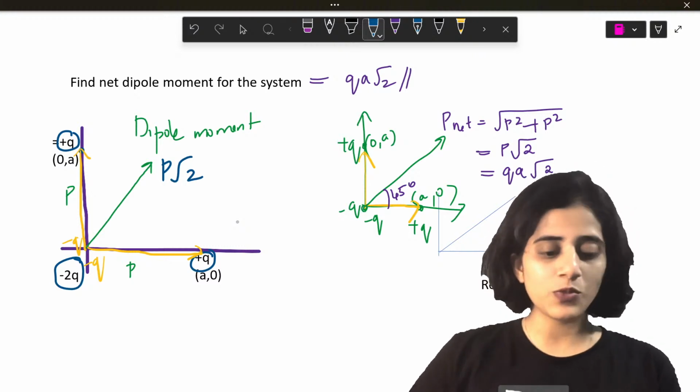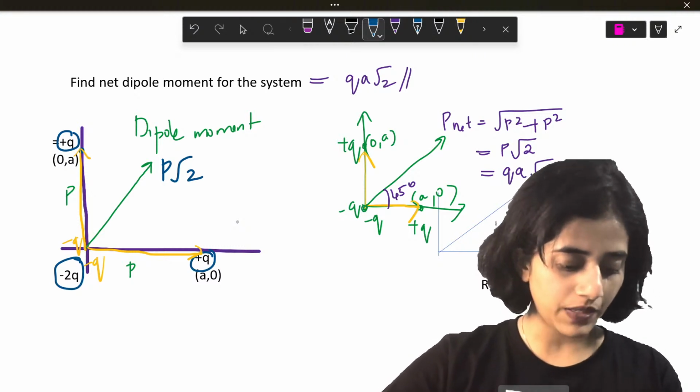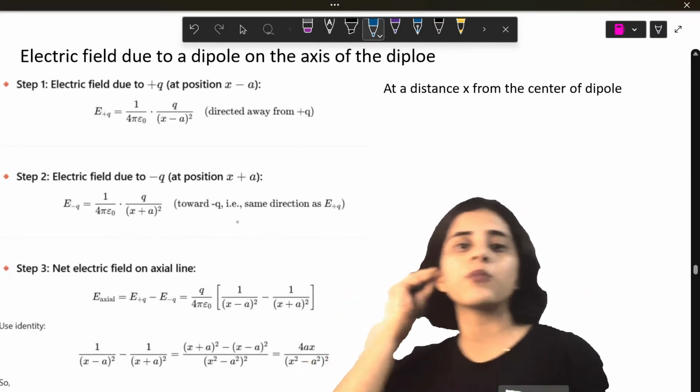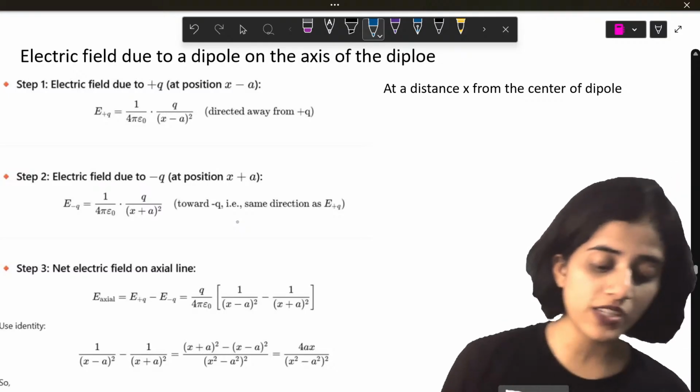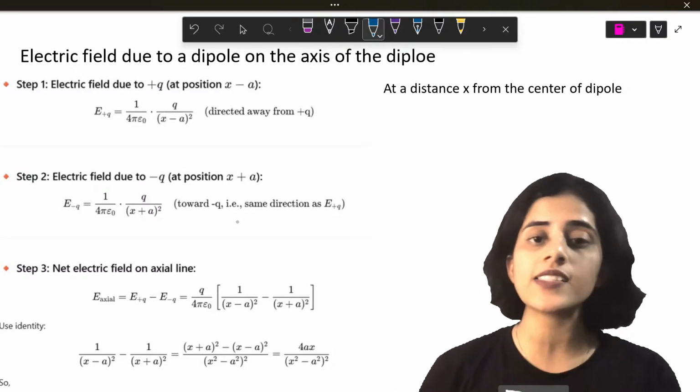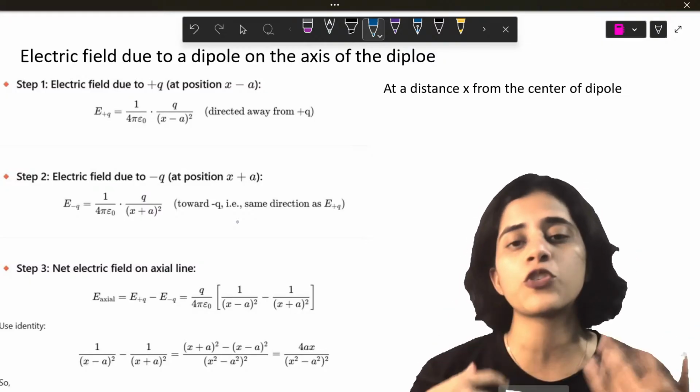Okay. Let's move on to the next topic. Next is the electric field due to a dipole on the axis of a dipole. Students, these are two very important derivations for your PU perspective. For your KCET, you only need to know the final formula. You don't have to know the derivation.